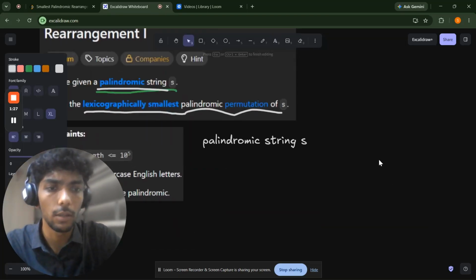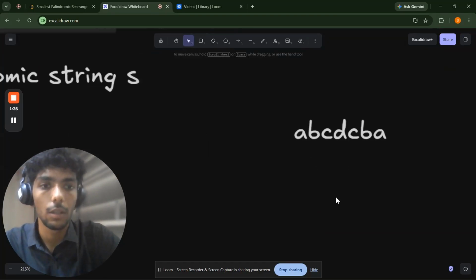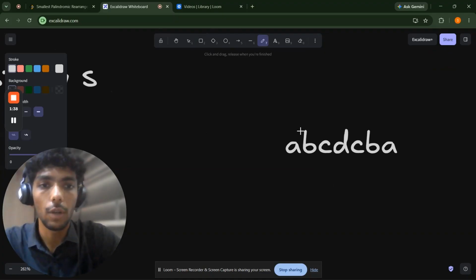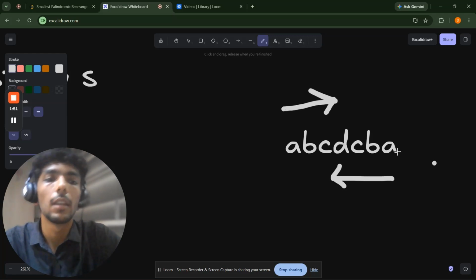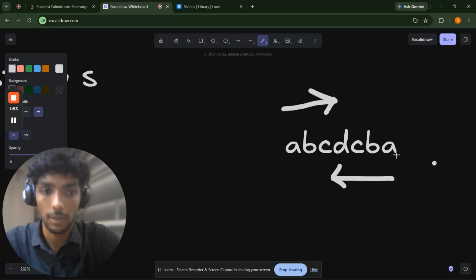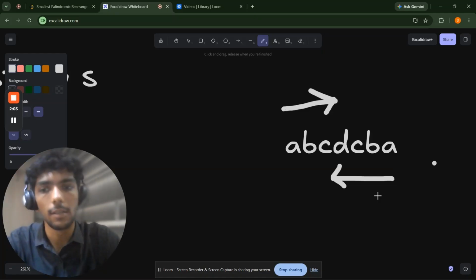Suppose we have one string like a b c d c b a. If you try to read it from left to right, it will be A, B, C, D, C, B, A. And if you try to read it from right to left, it will still spell the same. So we can say that if a string read from left to right is the same as when read from right to left, it is considered palindromic.